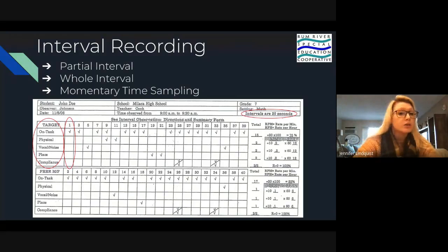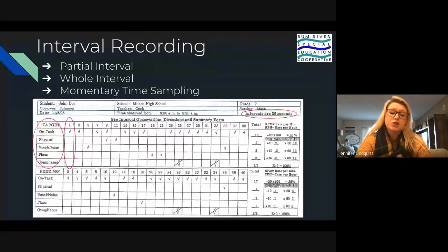Momentary time sampling is really nice because you just look up right at the end of the interval. So if your interval is 30 seconds, you just look up right at the end of the 30 seconds and you say, yep, the student's on task, give it a check. So if your intervals are 10 minutes, you just look up right at the end of your 10 minutes, yep, the student's on task, check it off.